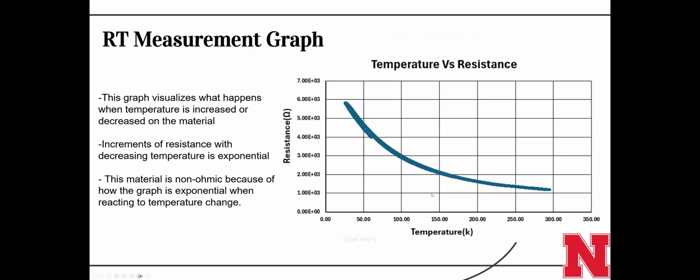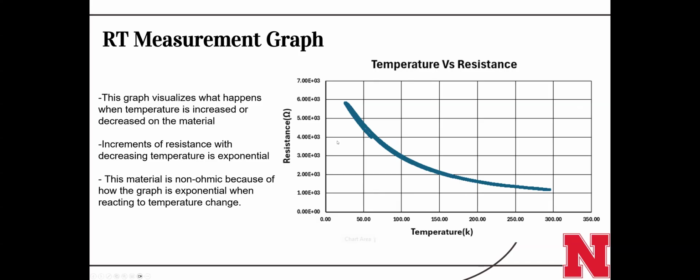So this is the RT measurement graph. This graph visualizes what happens when temperature is increased or decreased on the material. As you can see right here, this is resistance value, and it goes up to 7.00 E plus 3. And the bottom here is temperature, and this is in Kelvin. So as temperature is going up, resistance value goes down because the covalent bonds are breaking and weakening as temperature is increasing.